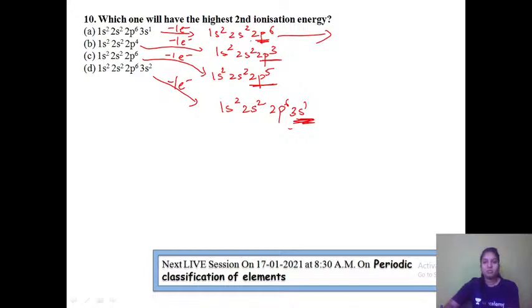Now coming to these two, 2p6 and 2p3. One is fully filled, another is half filled, and the shell is the same: this is 2p and this is also 2p. Then how do we find the answer in this case? Fully filled has more stability compared to half filled, and therefore we would require more energy to remove an electron, as there is a lot of stability in fully filled orbitals. So option A is the right one.